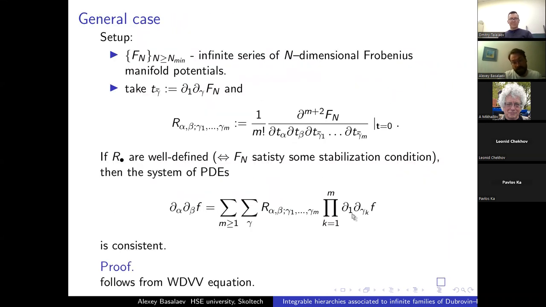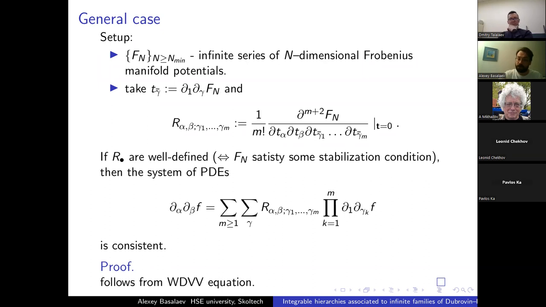So the idea is that if you can extract these numbers, so that these numbers are well defined, which means that the system of potentials satisfies some stabilization condition, then if you write down this system of PDEs with the help of these numbers, this system of PDEs will be consistent. So this will be a commutant system of PDEs. And the funny thing is that it will be an infinite system of PDEs in any case. But the property that it will be consistent, that the PDEs will commute, will exactly correspond to associativity of a product for the Dubrovin-Frobenius manifold. So nothing special, just associativity of a product.